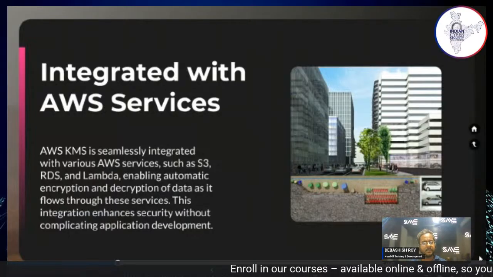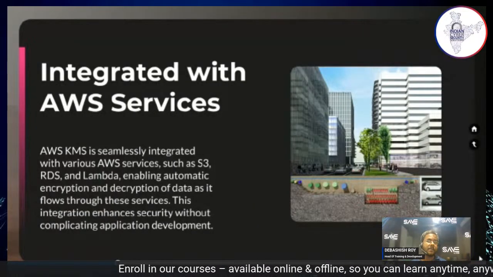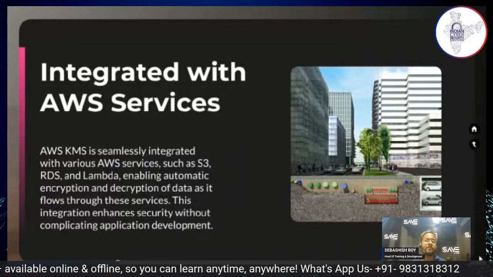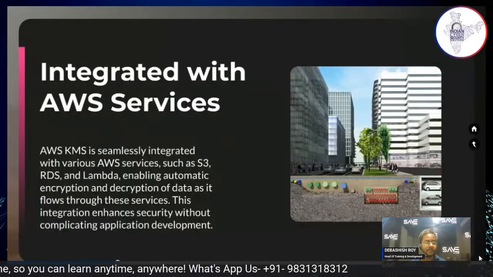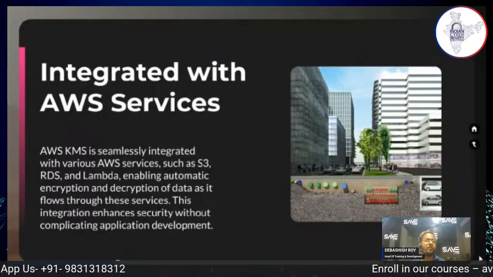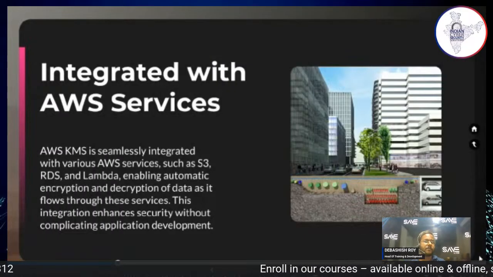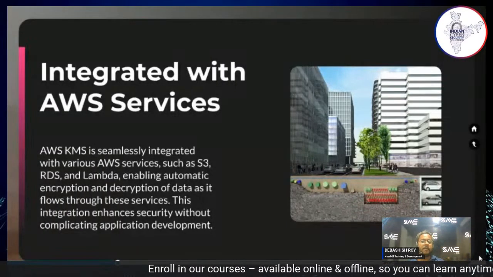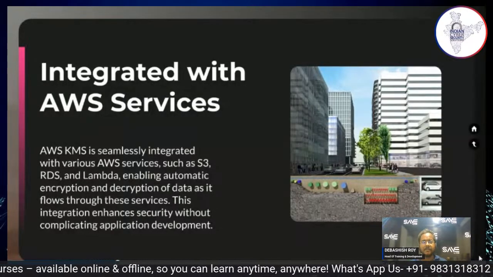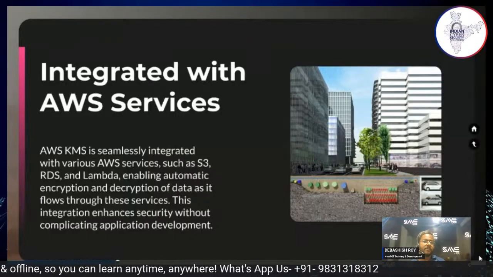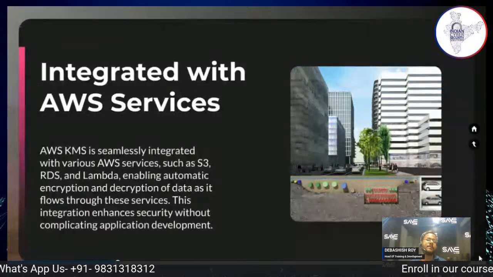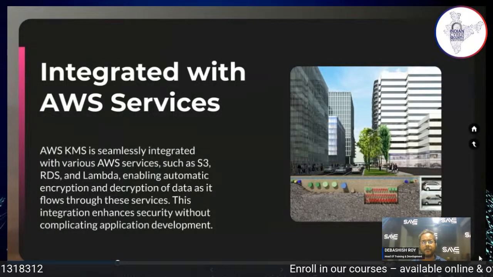Next is integration with AWS services. So what are the services you can use with this KMS? AWS KMS is seamlessly integrated with various AWS services such as S3 that I was talking about, RDS also, the Relational Database Service, with different engines like MariaDB, and DynamoDB, and Lambda, that is the Python-based code, of course, the Lambda function, enabling automatic encryption and decryption of data as it flows through these services. So you just enable it, and then it will be encrypted, and when it reaches the destination, it will be automatically decrypted when you read it. This integration enhances security without complicating application development.